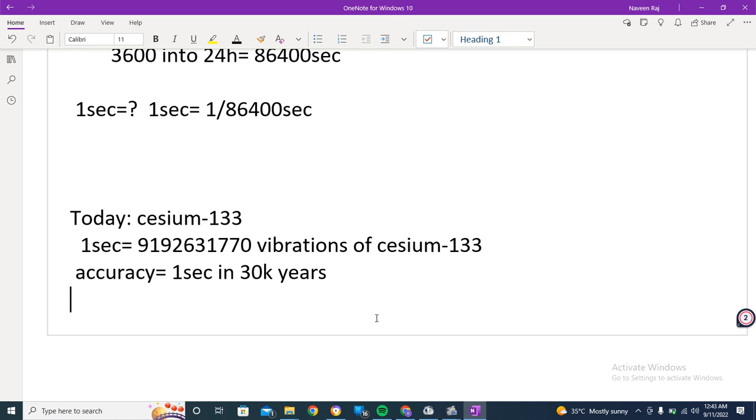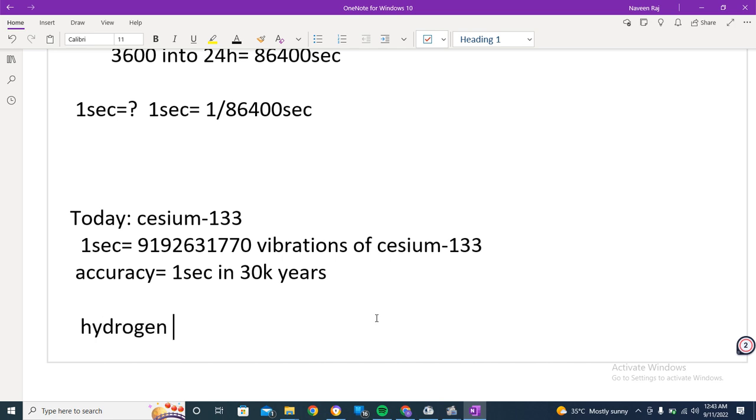Even though we have other more accurate systems, let me introduce you to the hydrogen atomic clock. It is more accurate, and it has an accuracy of 500k years, that would be equal to 1 second, right? So there would be a 1 second mistake in around 500k years.